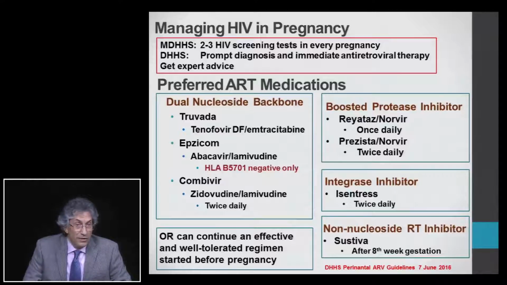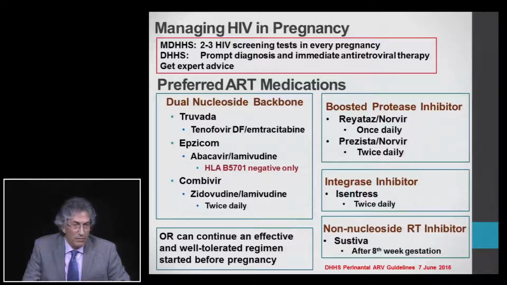You'll see for the dual nucleoside backbone, some of the choices we've had already, Truvada or Epzicom. Epzicom, with that HLA-B5701 test, of course, required before you give the abacavir. We don't have Descovy, the TAF version of Truvada, up here. It's newly licensed and has not made its way into the pregnancy guidelines. It may prove to be perfectly safe and be a good substitute, but it just happens not to be in these yet as being recently licensed.